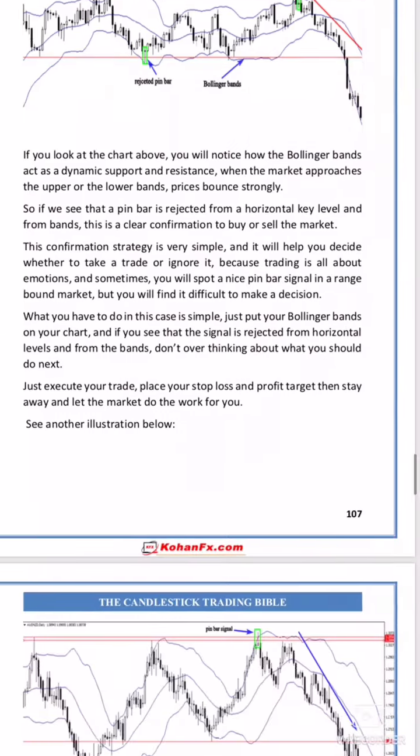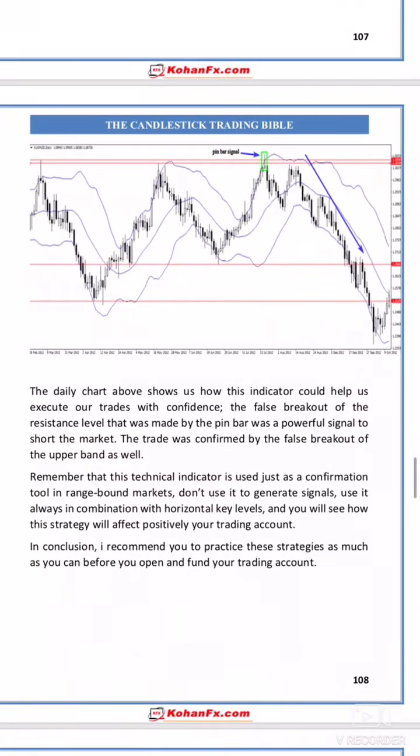See another illustration below. The daily chart above shows us how this indicator could help us execute our trades with confidence. The false breakout of the resistance level that was made by the pin bar was a powerful signal to short the market. The trade was confirmed by the false breakout of the upper band as well.